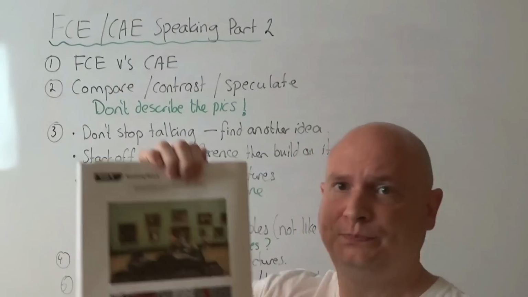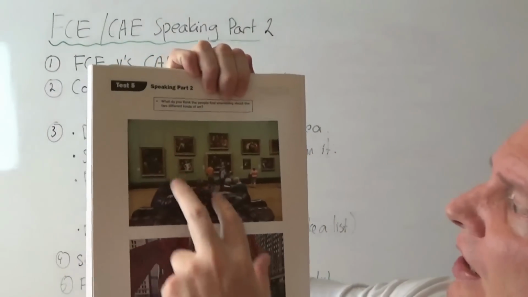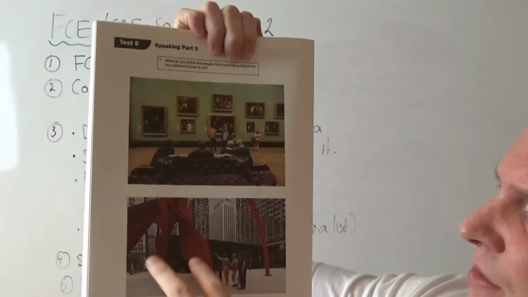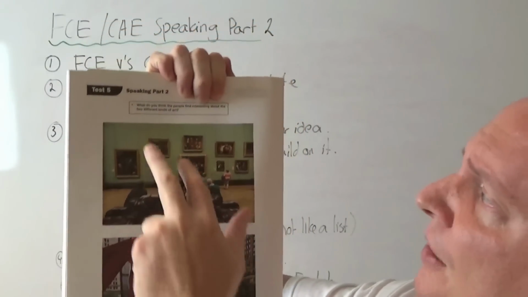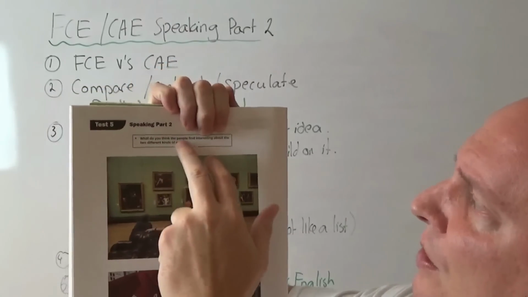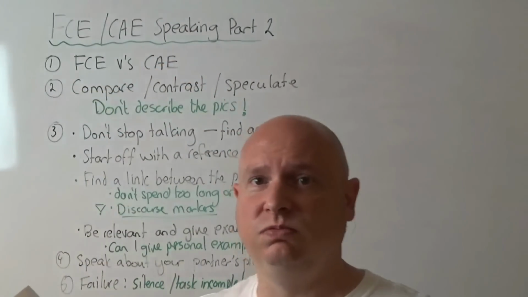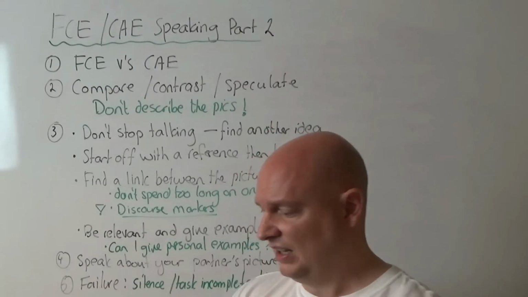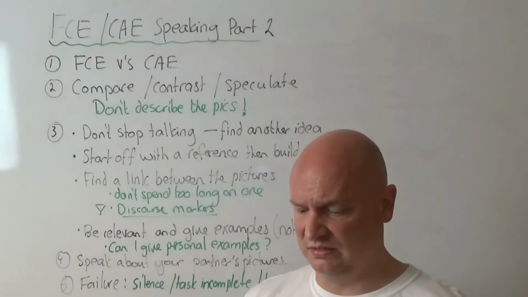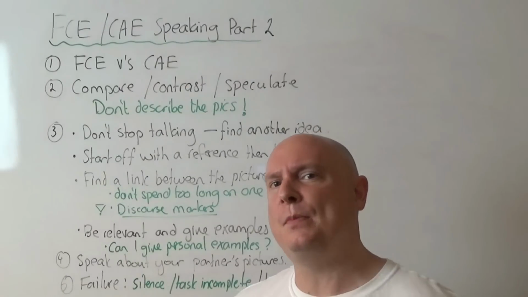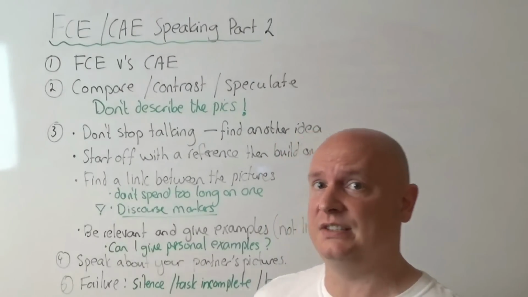Like this one here in FCE, it's basically some people looking at pictures in an art gallery, and someone looking at a modern art sculpture in a park. The question says, what do you think the people find interesting about the 2 different kinds of art? It's really difficult, and so many people have a problem with this part of the test.